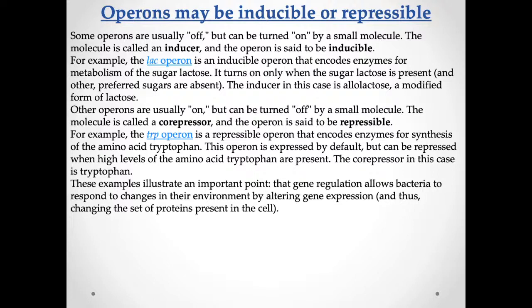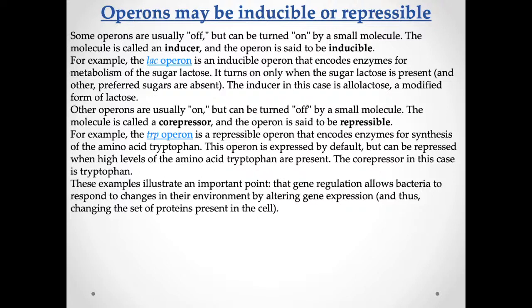Now, an operon system could be inducible or repressible. That means it could be off and be turned on by some molecule, and that molecule is called an inducer, and the operon is said to be inducible. For example, the lac operon is an inducible operon that encodes enzymes for metabolism of the sugar lactose, and it turns on only when lactose is present and other preferred sugars are absent. The inducer in this case is lactose, or a modified form of lactose.